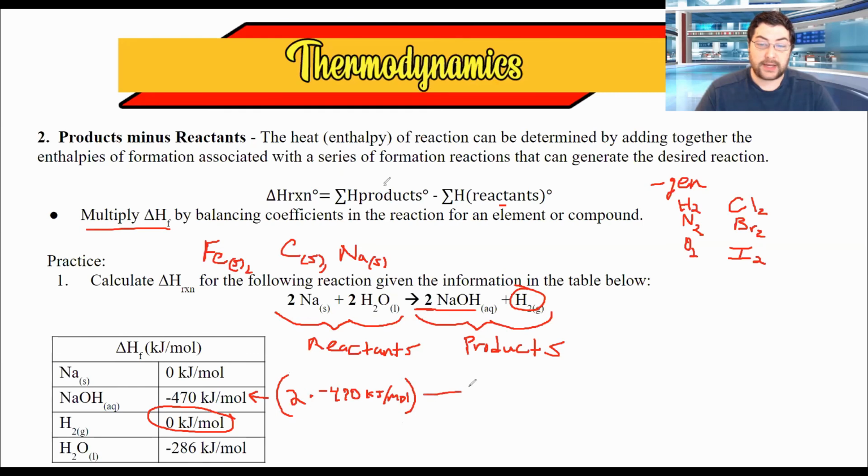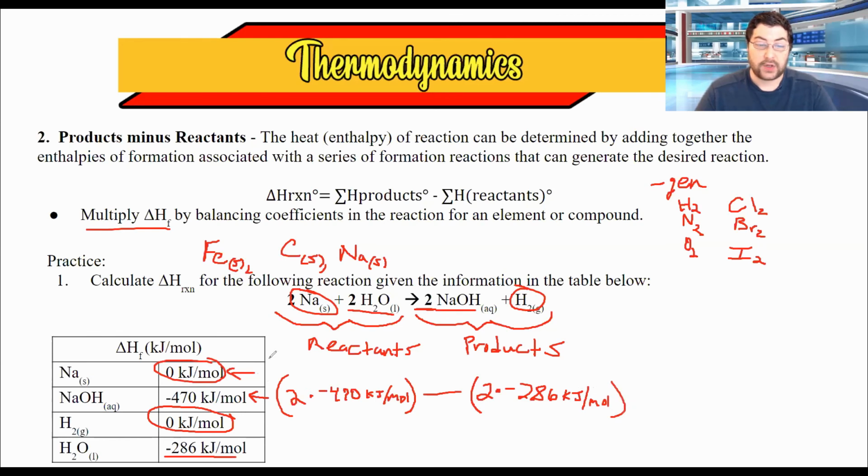Now we're going to minus, we need to do the reactant, okay? So I have 2 moles of liquid water in our reactant side, and that is negative 286 kilojoules per mole. So I have to multiply that by 2 because I have 2 moles of it in the balanced chemical equation. So 2 times negative 286 kilojoules per mole. And then we have 2 moles of sodium metal. But sodium metal is a free element, so there is 0 joules of energy for the heat of formation of that. So we don't take that into account.